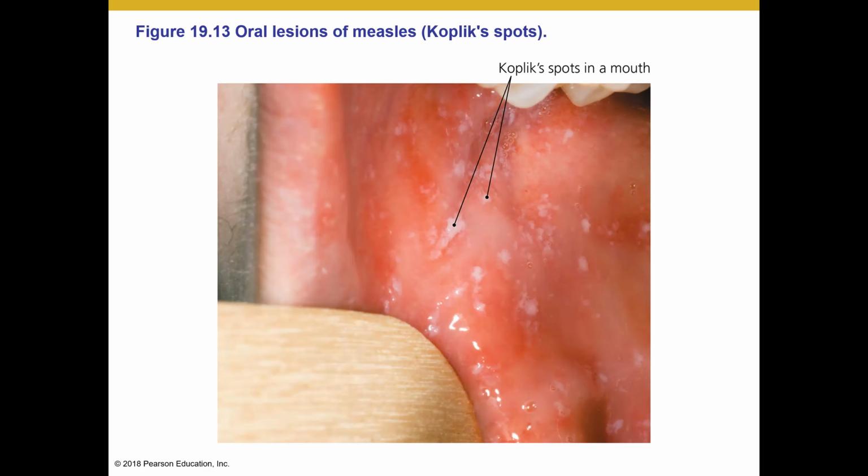This image shows Koplik spots inside the mouth. These small white lesions on the inner cheek are considered a classic sign of measles and appear before the rash develops. Recognizing Koplik spots is important for early diagnosis. Since measles is highly contagious, early identification allows isolation and prevents further spread.